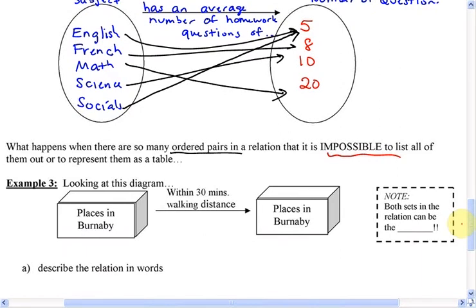It says places in Burnaby within 30-minute walking distance with other places in Burnaby. Notice that both sets in the relation can actually be the same thing. Okay, they don't have to be different sets, they could be the same thing.